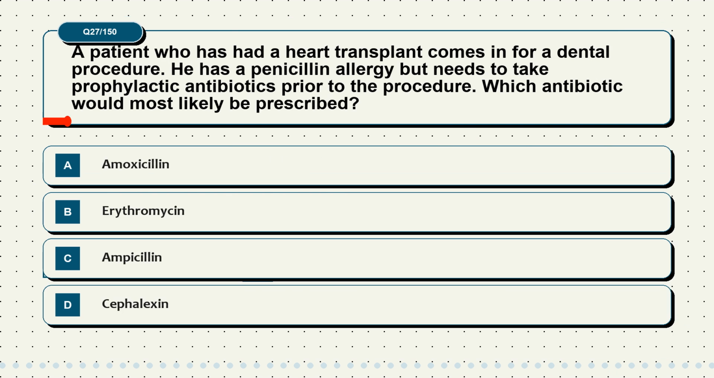Question 27. A patient who has had a heart transplant comes in for a dental procedure. He has a penicillin allergy but needs to take prophylactic antibiotics prior to the procedure. Which antibiotic would most likely be prescribed? Here are the options. Option A. Amoxicillin. Option B. Erythromycin. Option C. Ampicillin. Option D. Ceftriaxone.